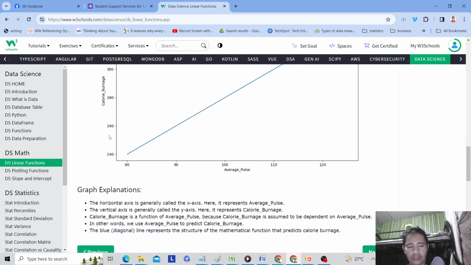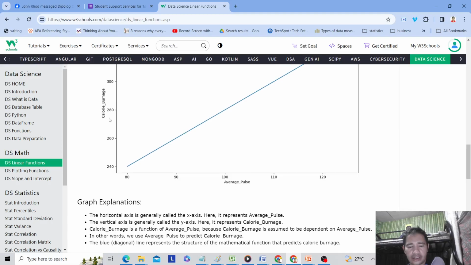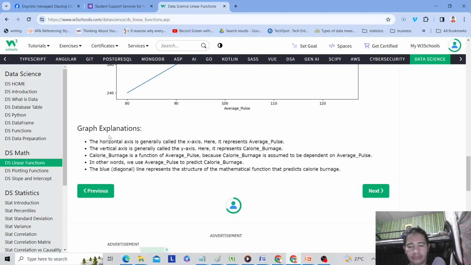So, an explanation of the graph. The horizontal axis is generally called the x-axis. Here it represents the average pulse. The vertical axis is generally called the y-axis. Here it represents the calorie burnage. Calorie burnage is a function of average pulse because calorie burnage is assumed to be dependent on average pulse. In other words, we use average pulse to predict calorie burnage. The blue diagonal line represents the structure of the mathematical function that predicts calorie burnage.